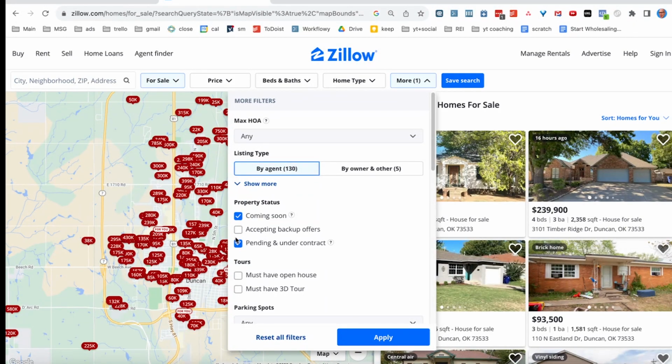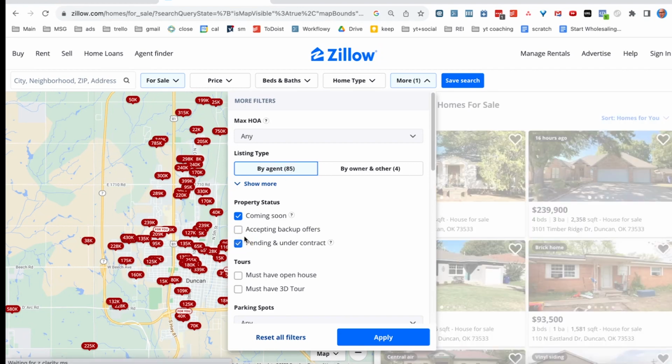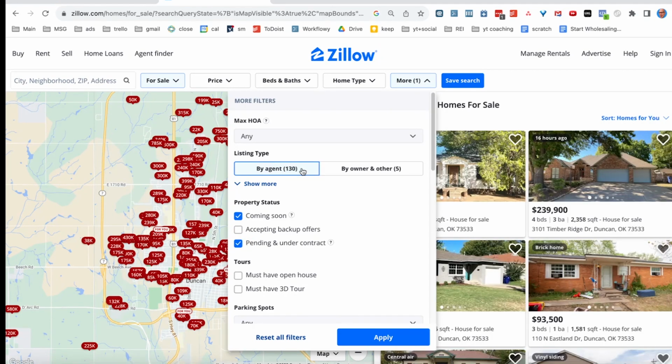So to me, that's good. The threshold for me would be about 30%. So if we looked at this same number and I toggled this, and by agent was 85, but when I toggled the pending, it only showed 90, that means that only 5 properties are pending out of the total amount of inventory, which means that's a really slow market. So that's not a good thing. We wouldn't want that. So this here shows activity.